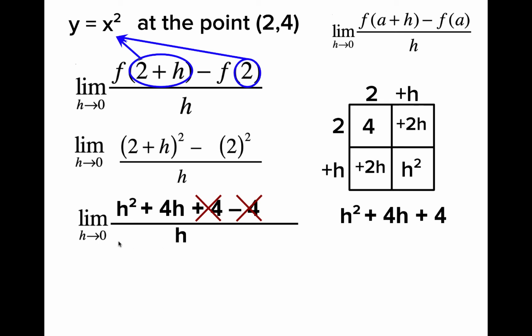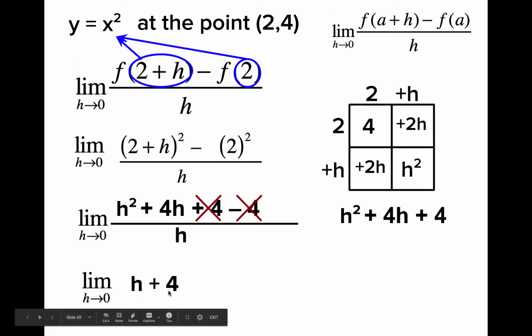So that's my next step. I can't plug in the 0 yet, so I'm going to drop down the limit as h approaches 0. And then I'm going to divide both of these terms by h. So h squared divided by h is h, and 4h divided by h is 4. Notice the h is gone on the bottom. Now I can finally plug in the 0 for h. And that leaves me with 0 plus 4, which is 4.